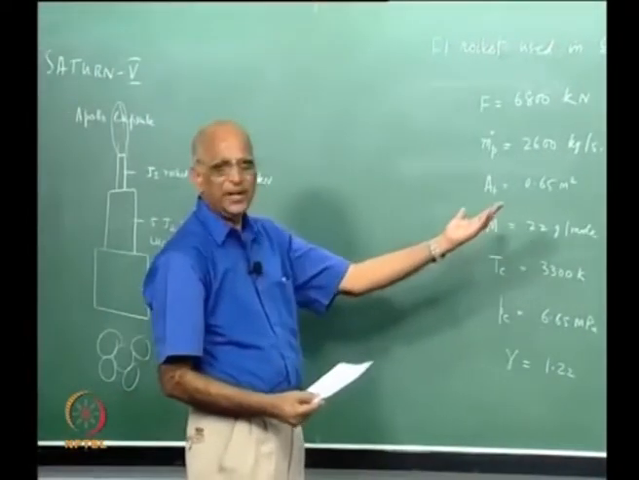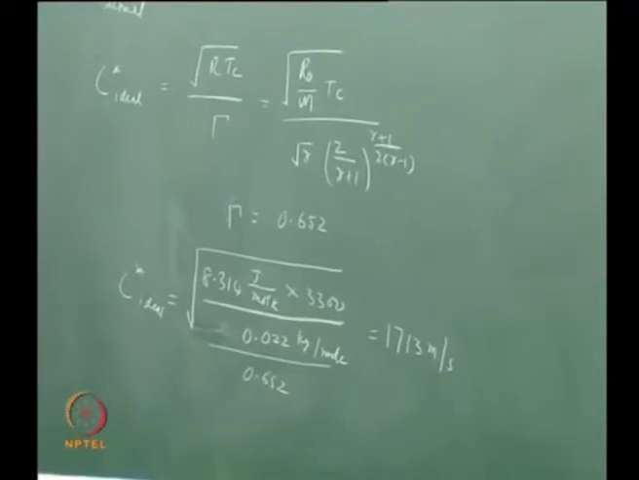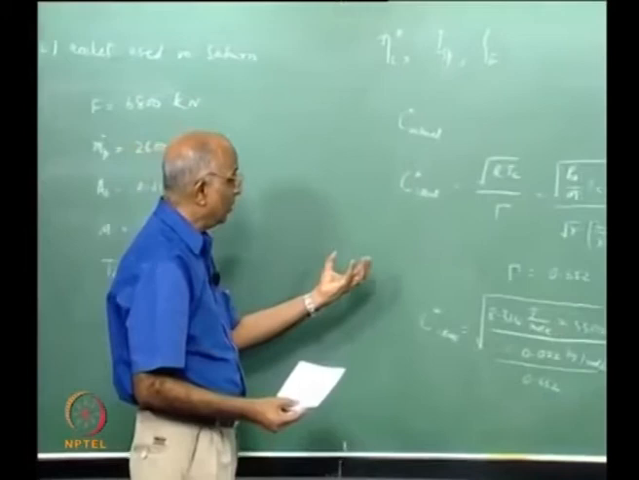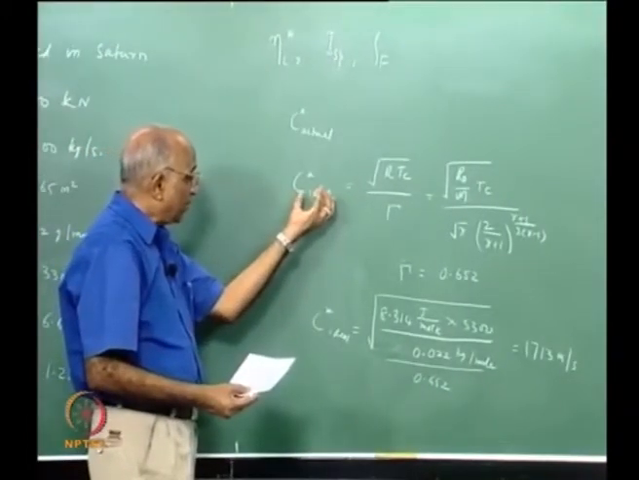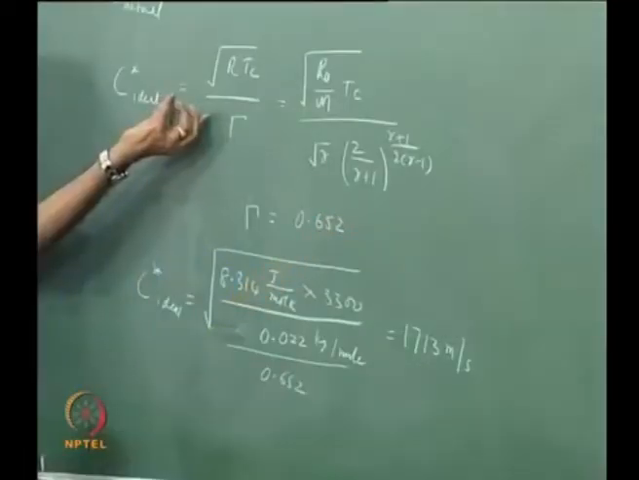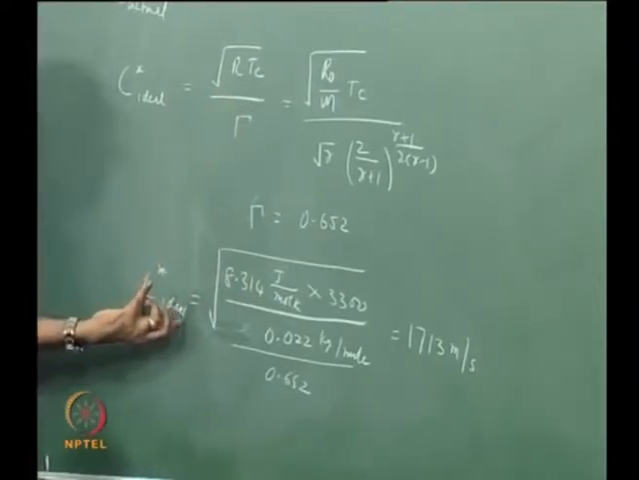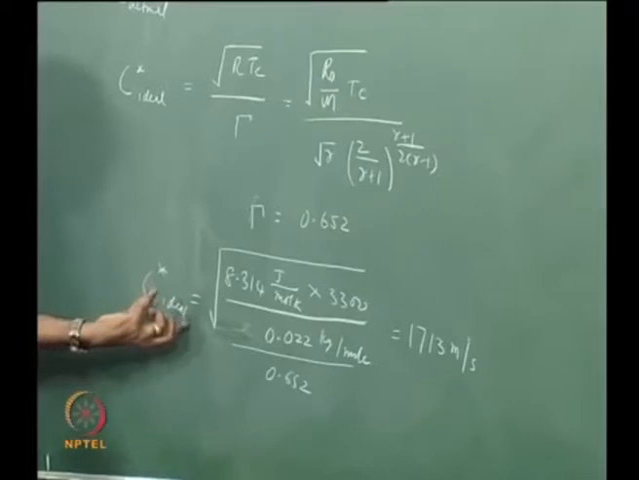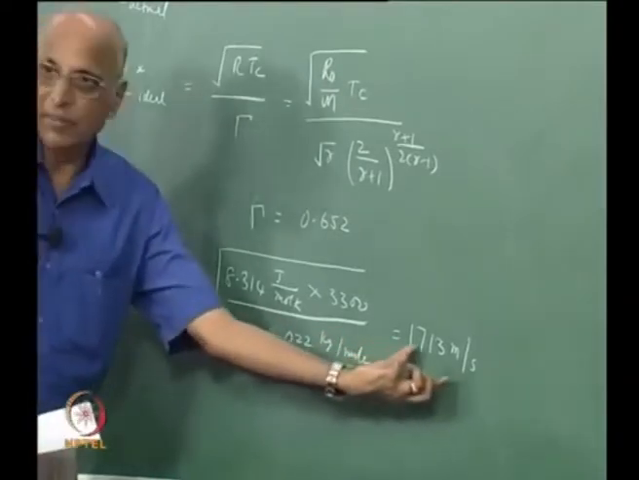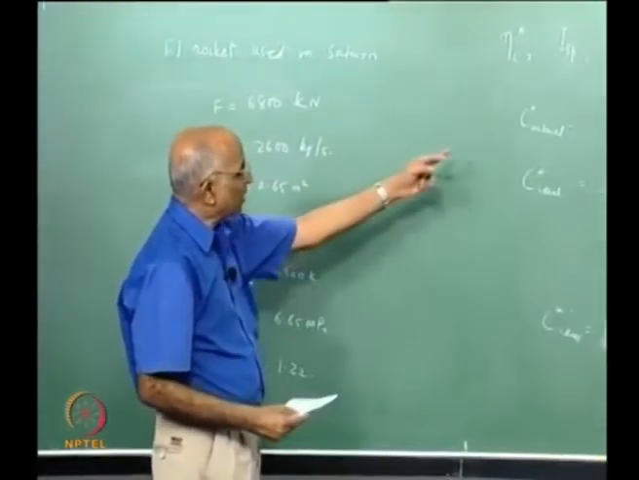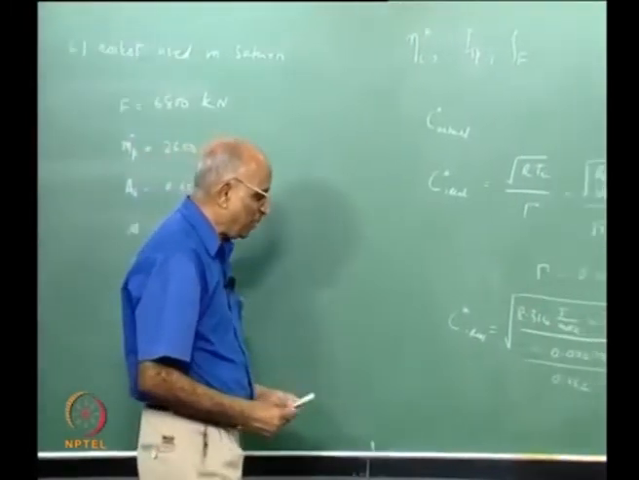This is how we calculate the ideal velocity, ideal C star. That means the capacity of kerosene and liquid oxygen to generate chamber pressure is given by C star ideal, and this capacity is 1713 meters per second. Now I want to get the value of C star actual. How would I do it?